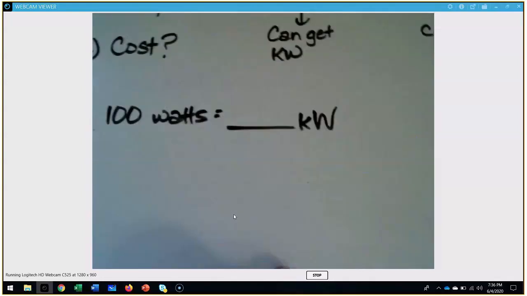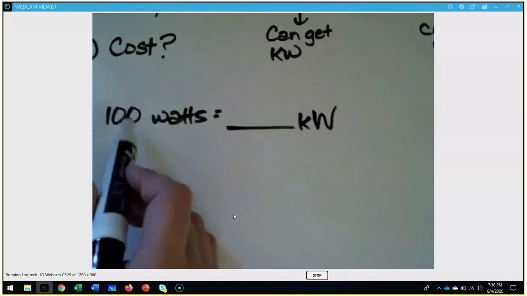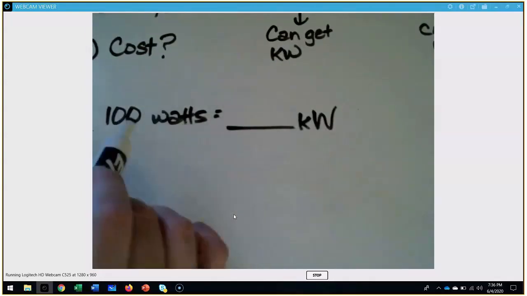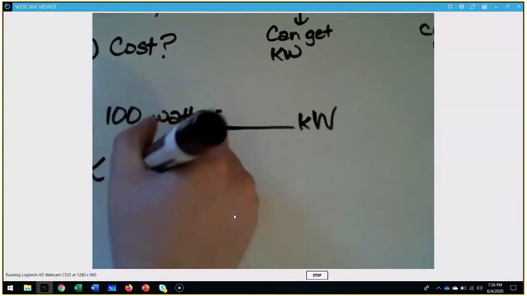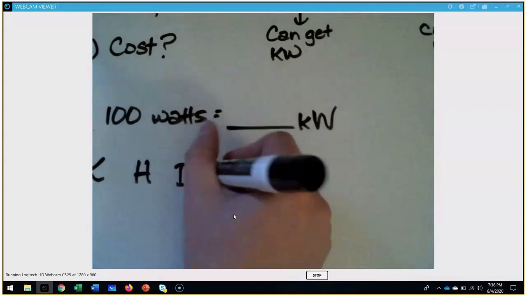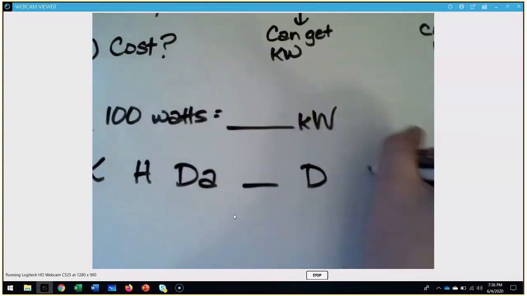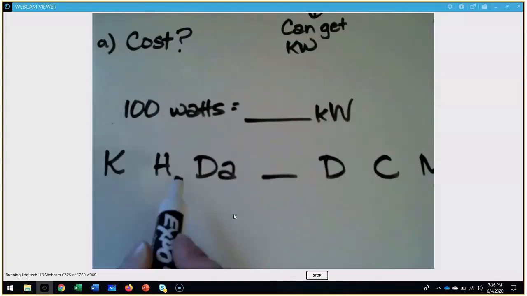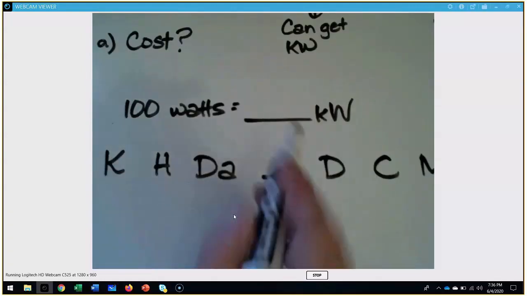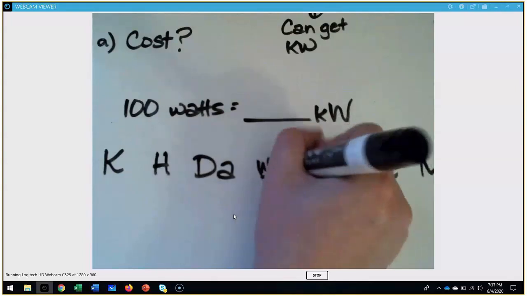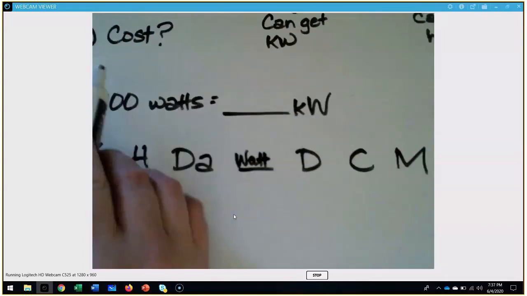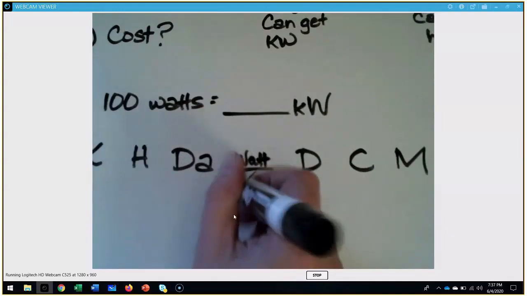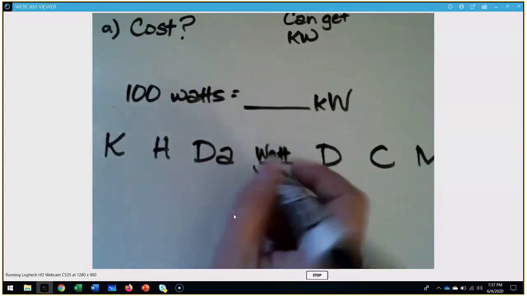All right, so here we go. Let's start with the watts. I need to convert watts to kilowatts. Watts is metric, so I'm gonna bring in my metric prefix line knowledge. Here we go. Here's kilo, hecto, deca, base units, now the watt. Deci, centi, milli. I'm starting at the watt, and I want to go to kilowatt.